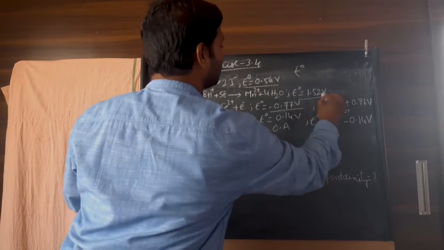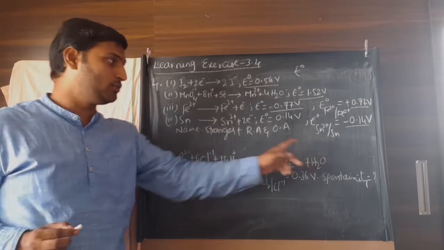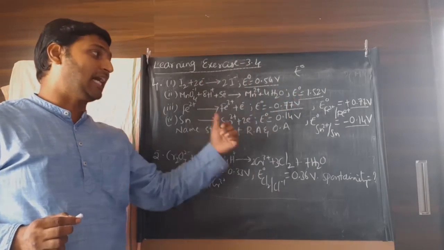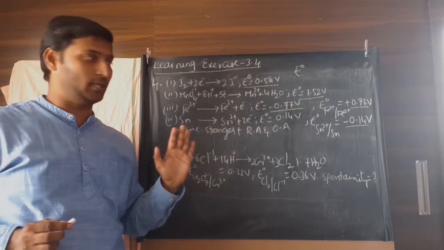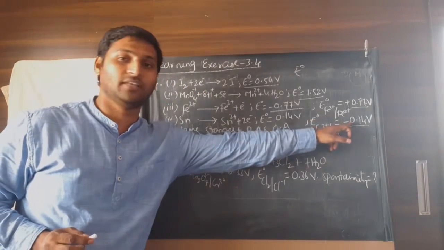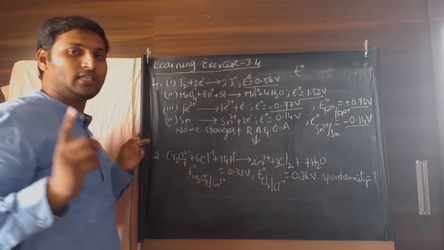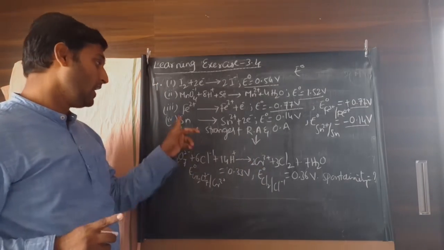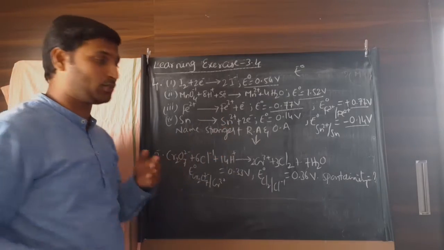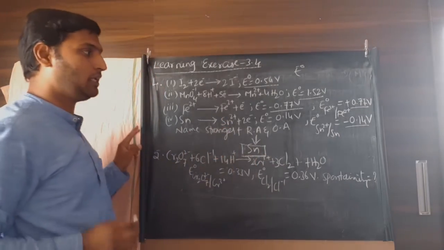Now compare these 4 values. Among the 4 values, whichever is lowest, that substance is the strongest reducing agent. You can notice that the tin couple has the lowest electrode potential. So, the reducing agent is the one which undergoes oxidation. Among tin and stannous ion, which undergoes oxidation? Tin. So, tin is the strongest reducing agent.